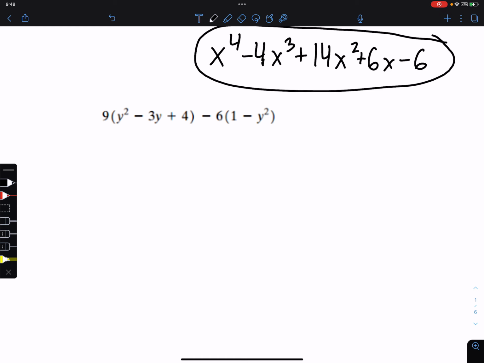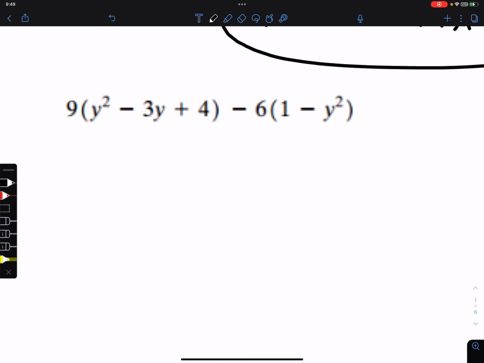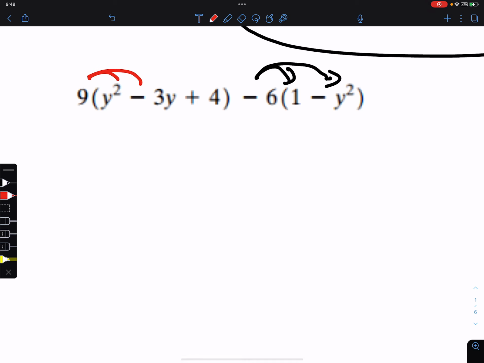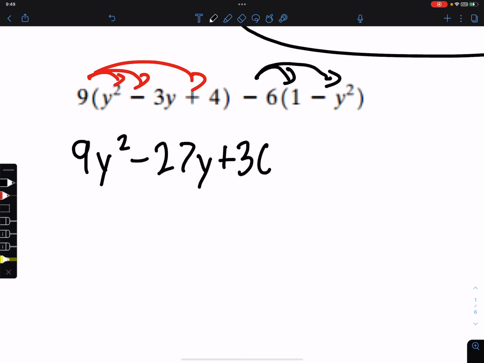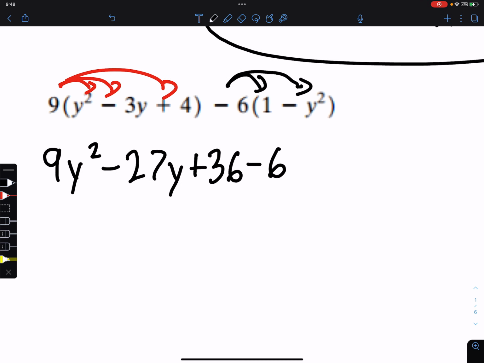What do you do when there is something in front of each term? Well, we distribute it. And here, when we have a negative 6 in front, we have to distribute everything. So we distribute a minus 6, and then also we have to do here. Okay, 9 times each term, 9y squared, minus 27y, plus 36, minus 6, we're distributing the negative 6, plus 6y squared.